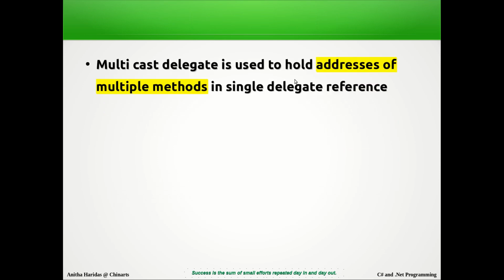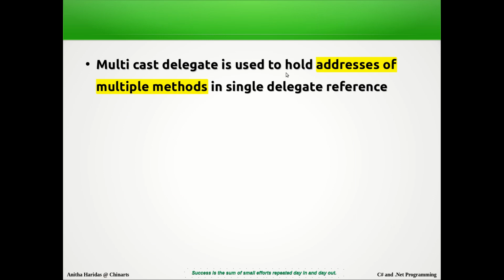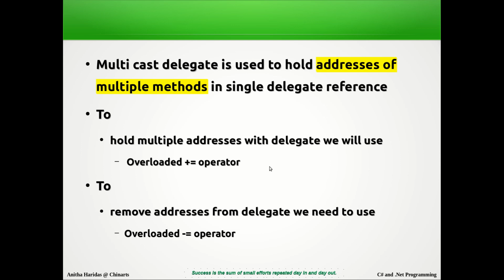Now multicast delegate is used to hold addresses of multiple methods in a single delegate reference. In the previous slide we have seen one delegate pointing to more than one method. Multicast delegate is used to hold addresses of multiple methods in single delegate reference. And if you want to hold multiple addresses with a delegate, we can use the += operator, which is already overloaded in the Delegate class of the System namespace.